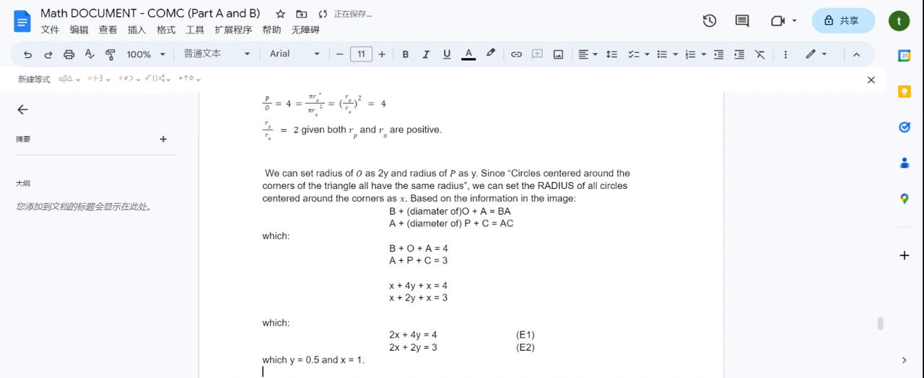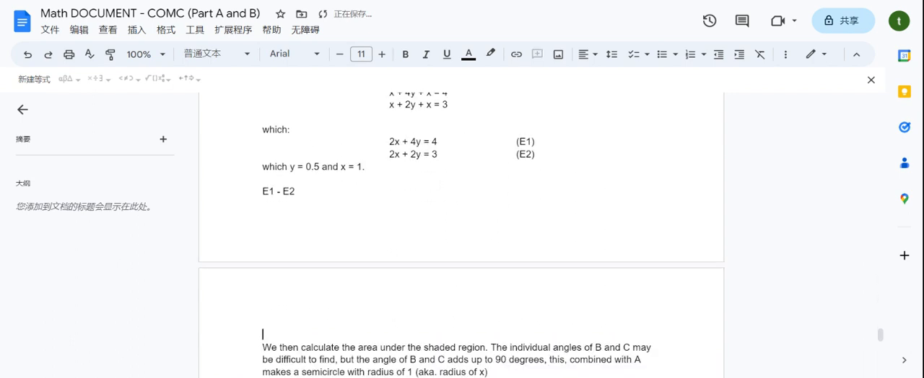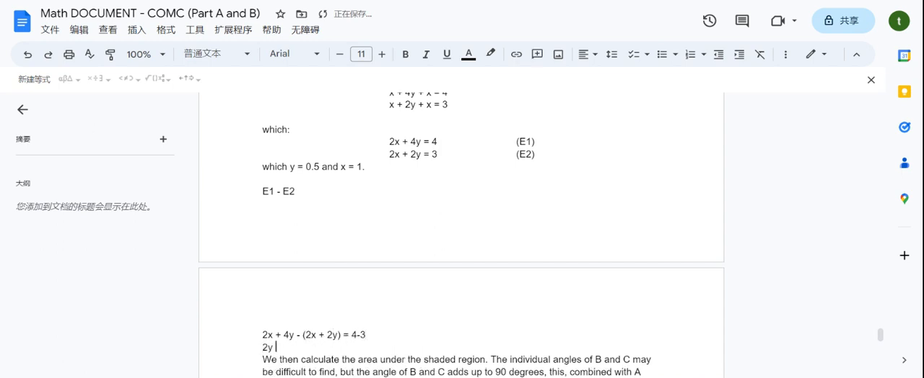We do equation 1 minus equation 2, so it becomes 2x plus 4y minus (2x plus 2y) is equal to 4 minus 3, which in this case becomes 2y is equal to 1, right? Because the x cancels out, 2y is equal to 1, so y is equal to 0.5. We plug 0.5 back into equation 1, so it becomes 2x plus 4 times 0.5, which is 4, so 2x is equal to 4, and x is equal to 1.